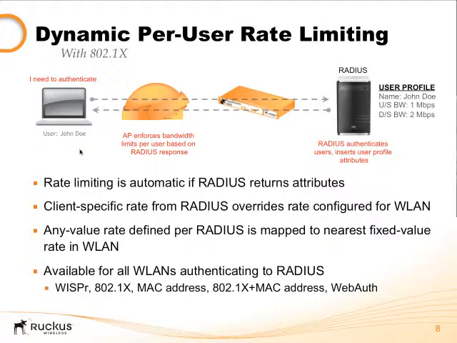And you could have this different for every client. So you might have staff versus guest with a higher ratio of uplink versus downlink. And this is available for all WLANs that are authenticating via RADIUS, whether 802.1X, MAC address, or a combination of both, as well as WebAuth.